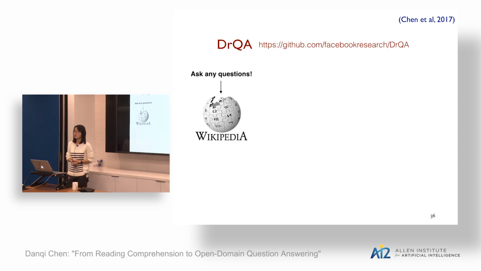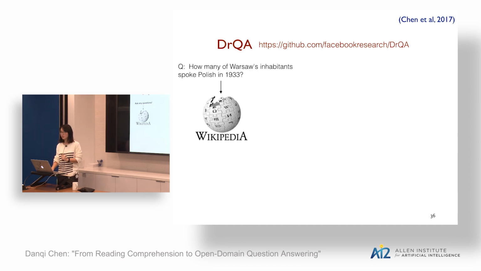Next, I'm going to talk about a system that we built early this year. We call this system DocQA, a collaboration with some researchers from Facebook AI Research. The high level picture of the DocQA system is that we want to make use of English Wikipedia as the only large source, and enable the system to answer any factoid questions that people might ask about the world. So this system works as follows.